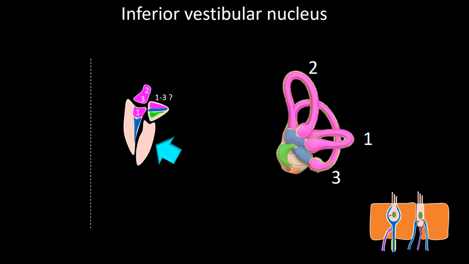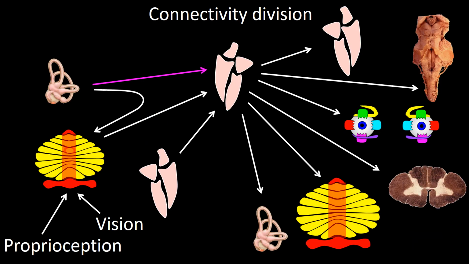Afferents to the inferior vestibular nucleus arise from the crista ampullaris of possibly all three ampullas, from the macula of the utricle, and from the saccule. This nucleus also sends fibers to all other vestibular nuclei in the same complex. In addition to the vestibular apparatus sending fibers to the vestibular nuclear complex, the vestibular apparatus sends fibers directly to the cerebellum. The cerebellum also sends fibers to the vestibular nuclear complex.